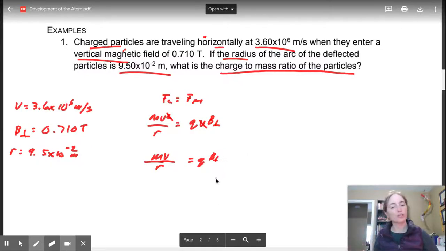So we're going to wind up with q over m, so our charge to mass ratio.